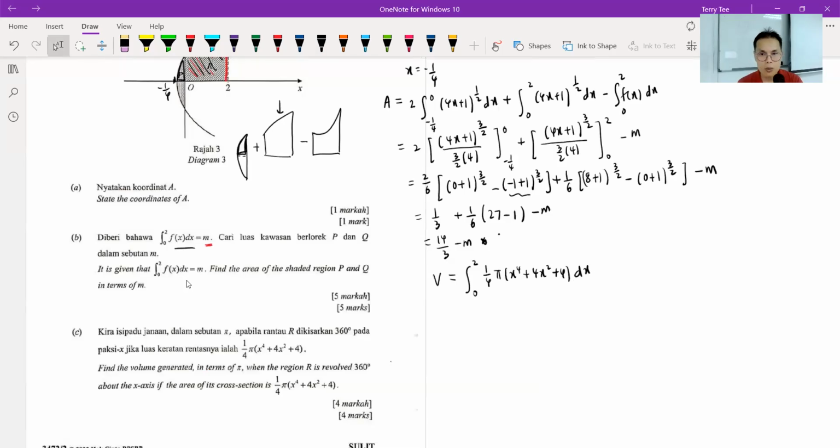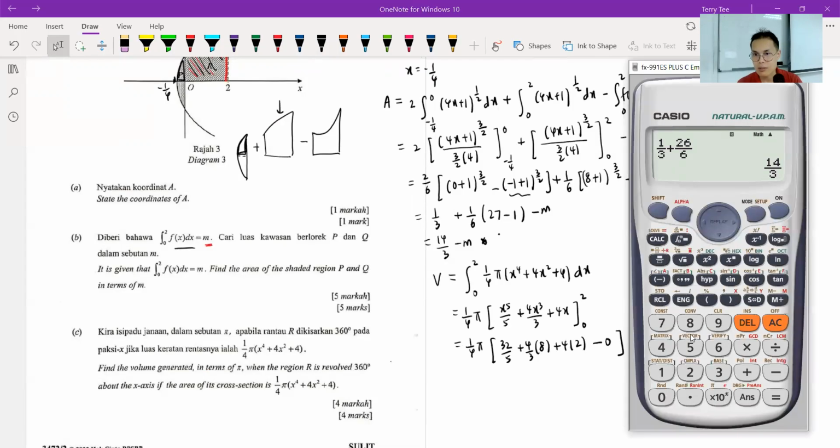Now, maybe you can take out the 1 over 4 pi. As I integrate this, I get x power 5 over 5. Second one, as I integrate 4x squared, I get 4x cubed over 3, and this is 4x. Lower limit 0, upper limit 2. So let's put 2 inside. 2 power 5 is 32, right? 2 power 3 is 8. Then this is 4 times 2. You minus 0.